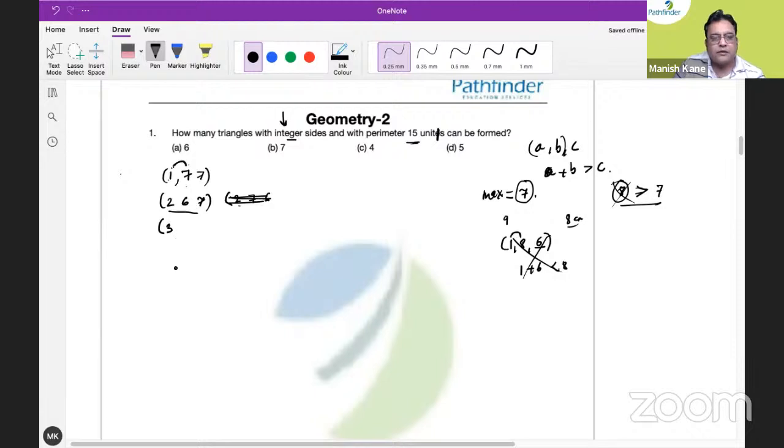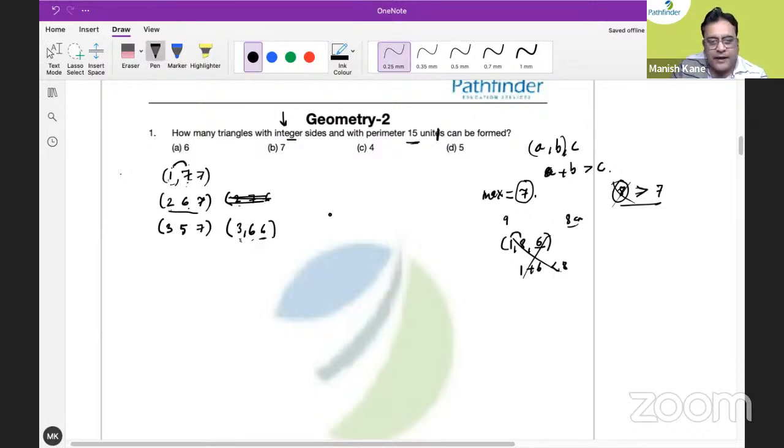What about 3? If the minimum side is 3, again, 1 plus 7 gives you 8, 2 plus 6 gives you 8. Similarly, 3 plus 5 gives me 8 and 3, 5, 7 forms one triangle. What about 3, 6? If I have 3, 6, I'll get 3, 6, 6. Is it a new triangle?